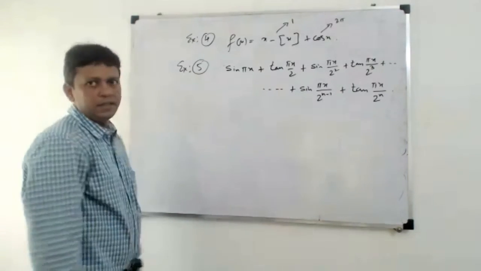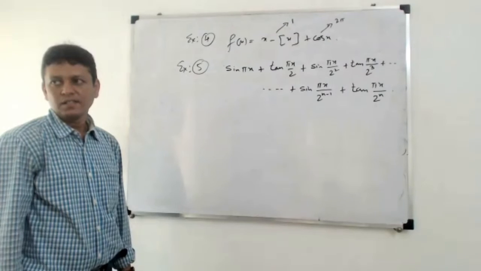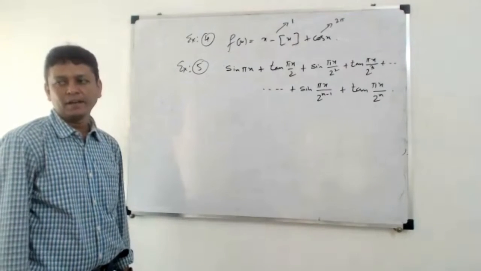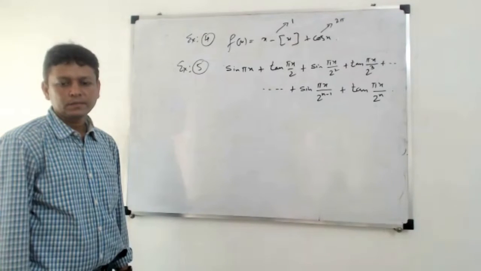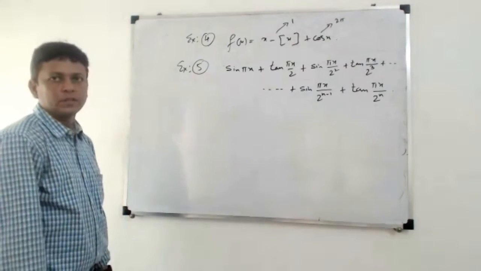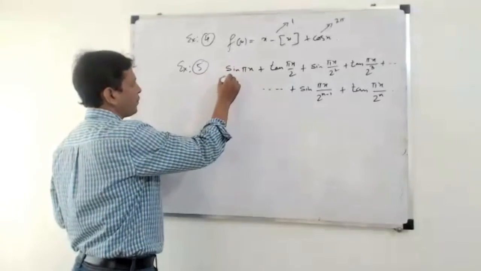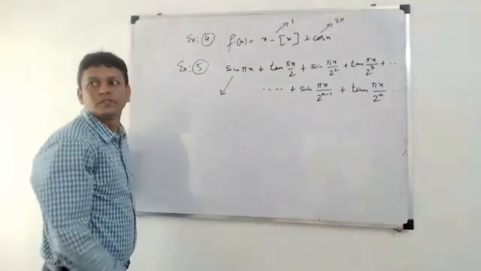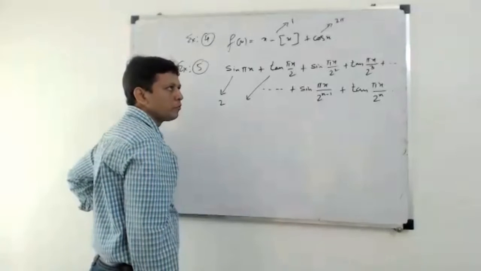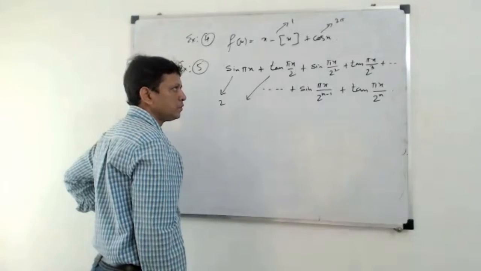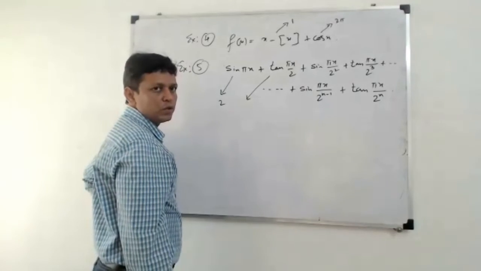Acha. First note down the question. Look very carefully. It's a series of trigonometric functions repeating with sine and tan. Okay, let's first think about the first two terms. What is the period of sin pi x? 2, right? What is the period of this one? So pi by 2, so it's going to be 2, right?